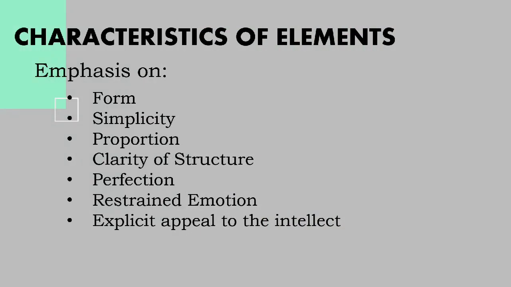In its purest form, classicism is an aesthetic attitude dependent on principles based in the culture, art, and literature of ancient Greece and Rome, with the emphasis on form, simplicity, proportion, clarity of structure, perfection, restrained emotion, as well as explicit appeal to the intellect.